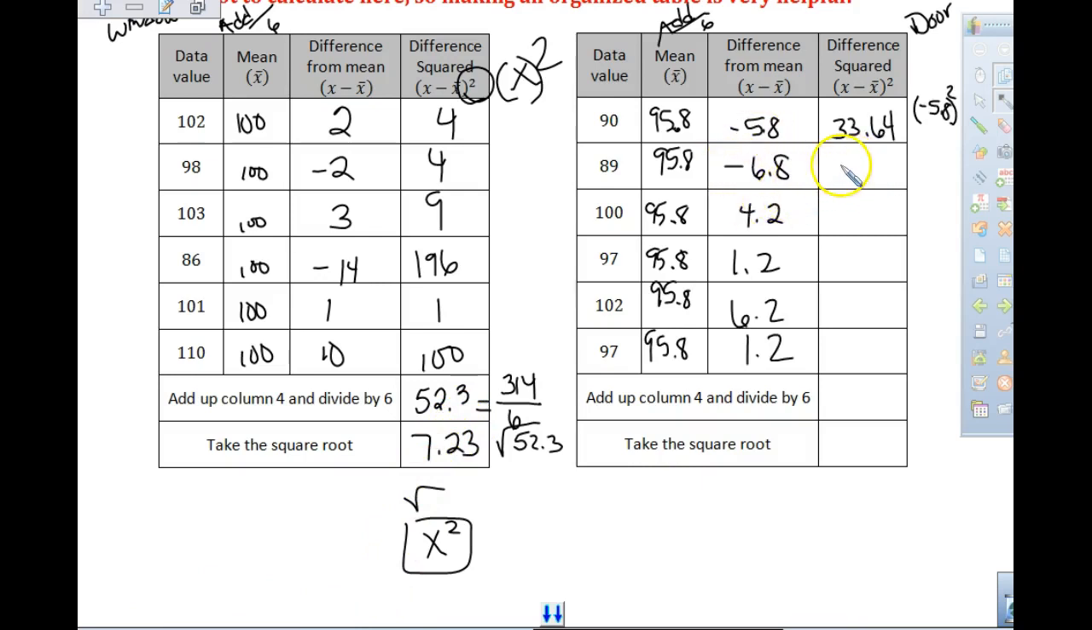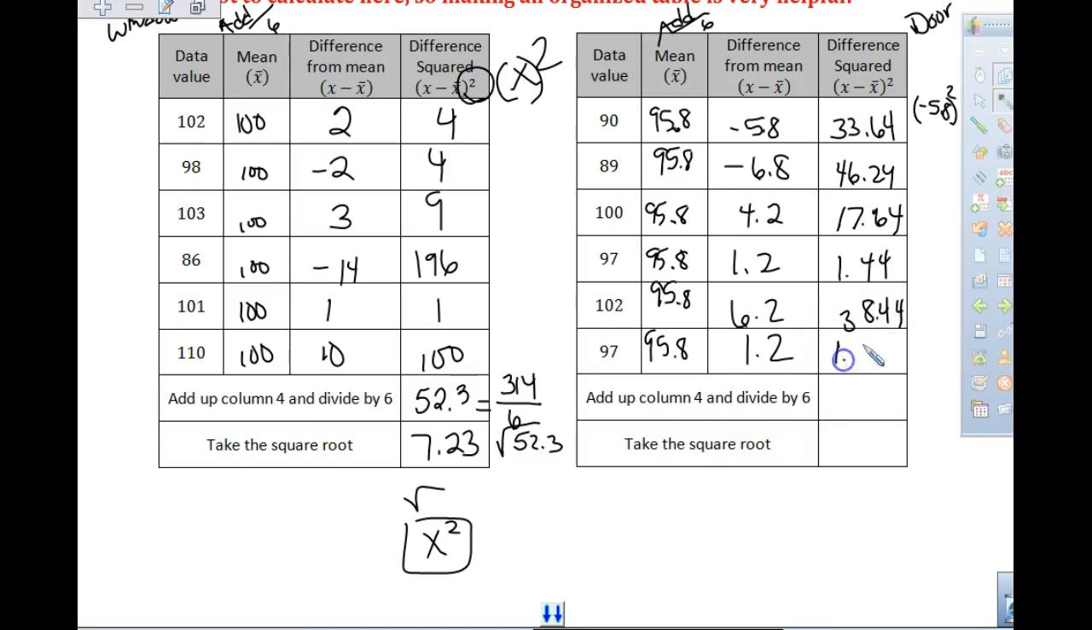We're going to keep squaring. Negative 6.8 squared does come out to be 24, 17.64. Add these up. Now, you have to add this whole column on your calculator, right? And you're going to divide it by 6.